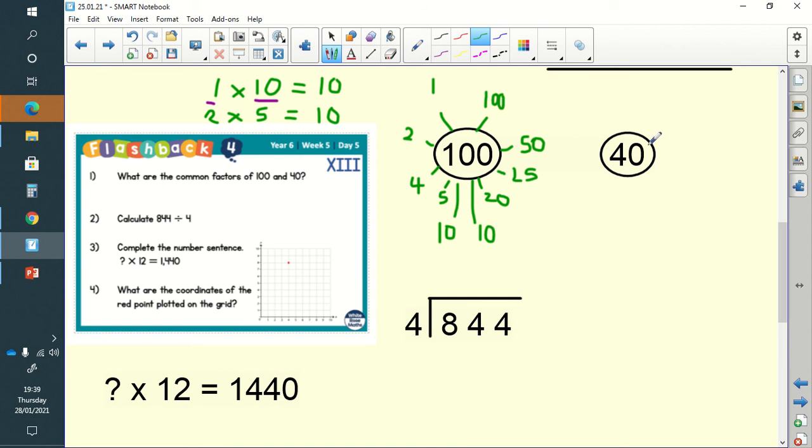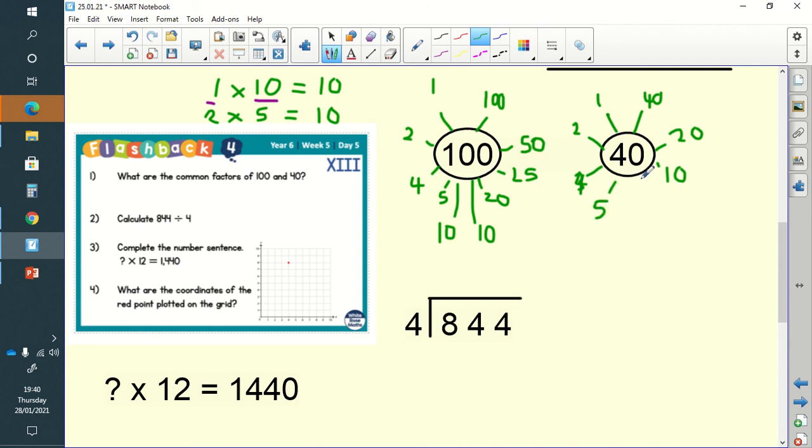Now I'm going to find the factors of 40. So 1 multiplied by 40 makes 40. So 1 and 40 are factors. 2, looks a bit like a spider actually, doesn't it? 2 and 20 are factors. What about 3? Can I multiply 3 by anything to make 40? No, I can't. 4 and 10 are factors.